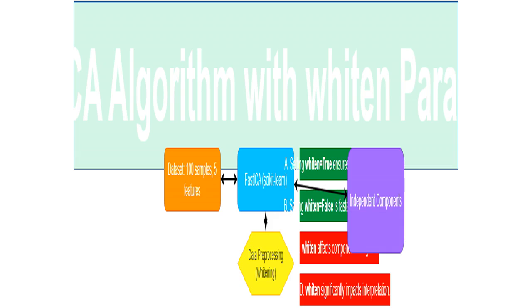I'm using Scikit-learn's FastICA, a popular algorithm for independent component analysis. The WHITEN parameter is a key setting that I need to understand. It controls a pre-processing step that can significantly affect the results.